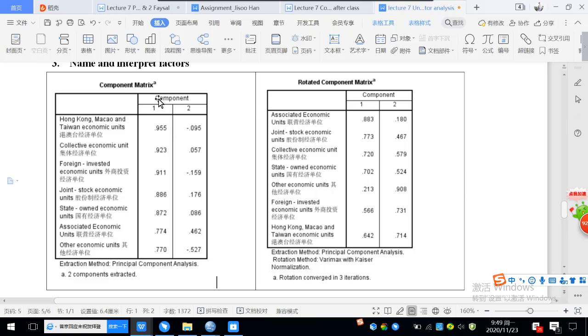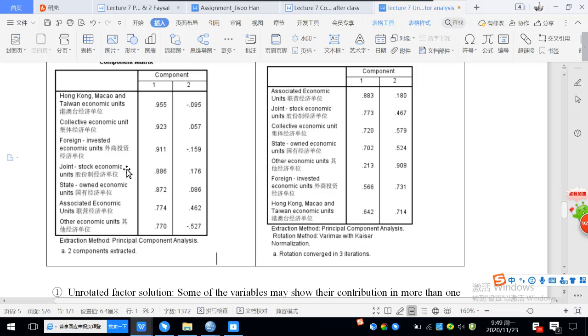If the factors is not rotated, then look at here. All the loadings of the variable. Here is upload. Upload is 0.955, and the factor 2 minus 0.095. This is the variable 2. And the component 1 here is 0.923.